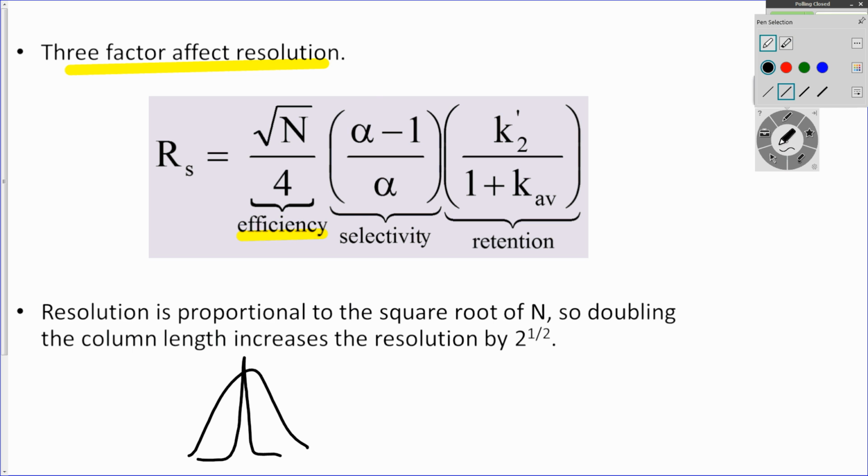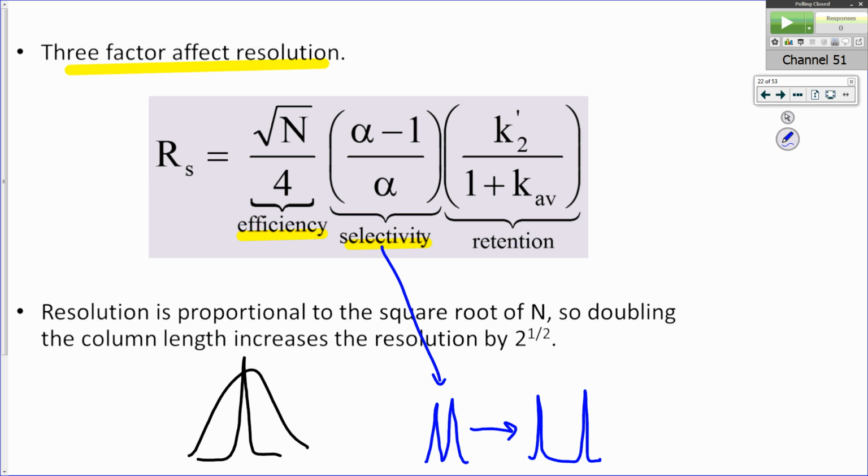Selectivity, the next term, is that if you could make your column retain one species over another so that they're further resolved from one another, that would give you a better separation. So on the selectivity term, instead of having two peaks that are next to each other, if you could have the two peaks resolved a further distance apart, so there's a greater difference in their retention times, that would give you a better separation.